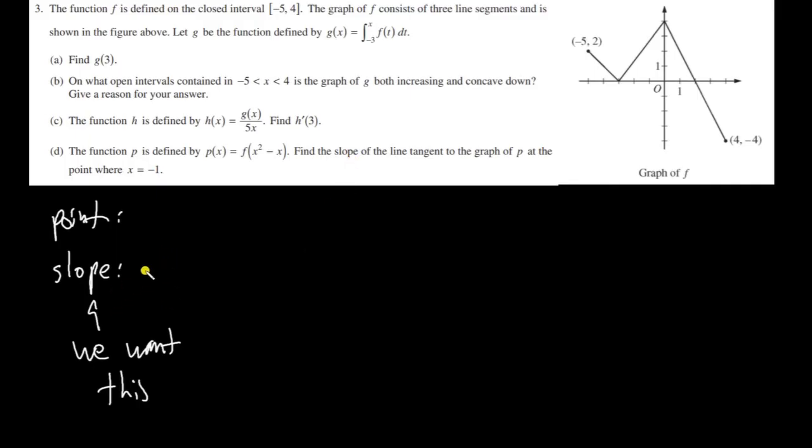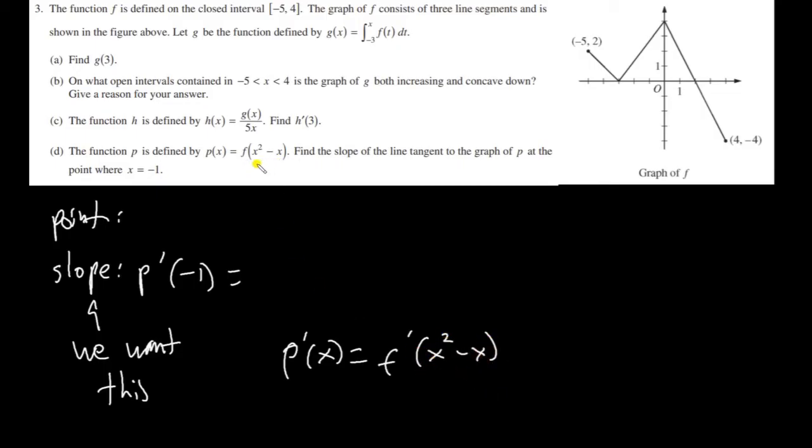So remember, the slope is the derivative at that point. So we're at x equals -1, where that's going to be p prime of -1. Okay? Well, to do that, we just take the derivative of p of x, right? So let's do p prime of x. That's going to be f prime of x squared minus x.